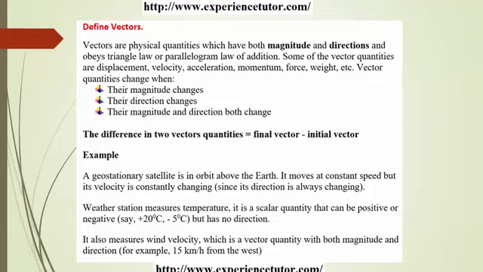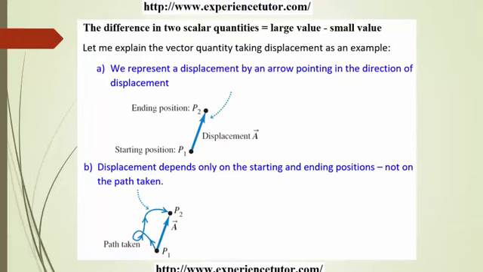A weather station measures temperature. It is a scalar quantity that can be positive or negative, say plus 20 degrees centigrade, minus 5 degrees centigrade, but has no direction. It also measures wind velocity, which is a vector quantity with both magnitude and direction. For example, 15 km per hour from the west. The difference in two scalar quantities is equal to large value minus small value.